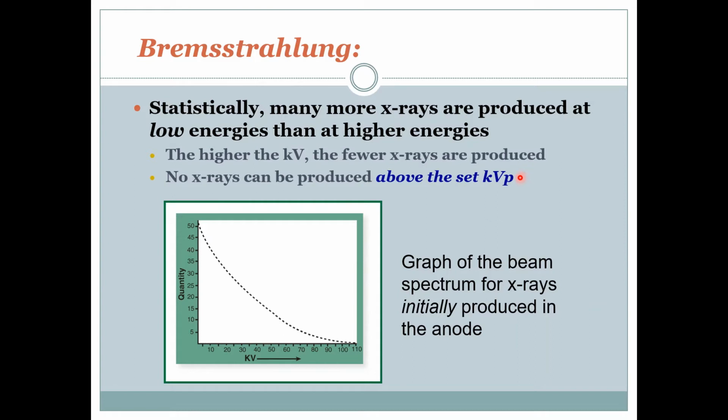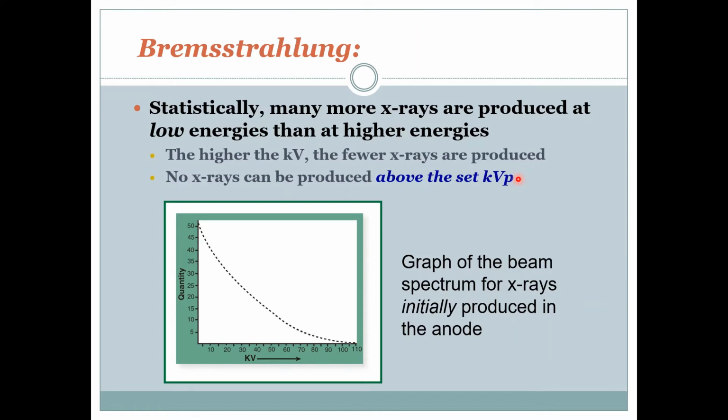Think of it like this. If you set a setting of 80 kVp on your console, all of the electrons traveling from cathode to anode must have less than 80 kVp of kinetic energy. They can have up to that, but they will have to have that or less. None of them can have more than that. And that means that at 80 kV, for example, no X-ray photon you can create will have more than 80 kV worth of energy.